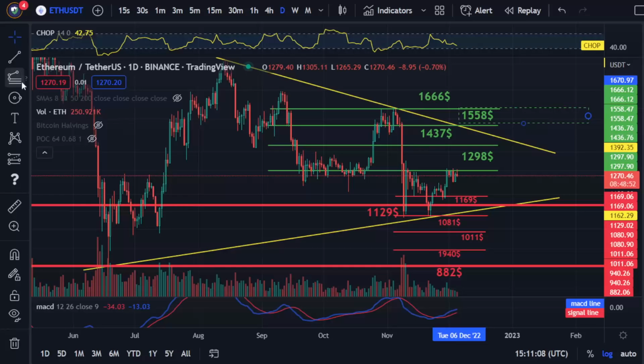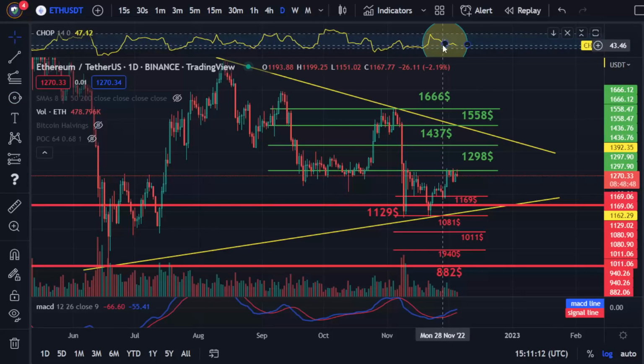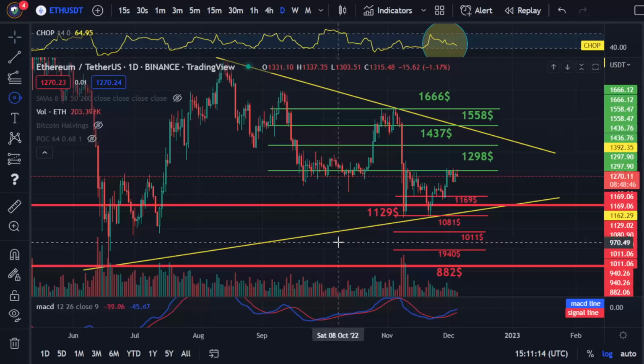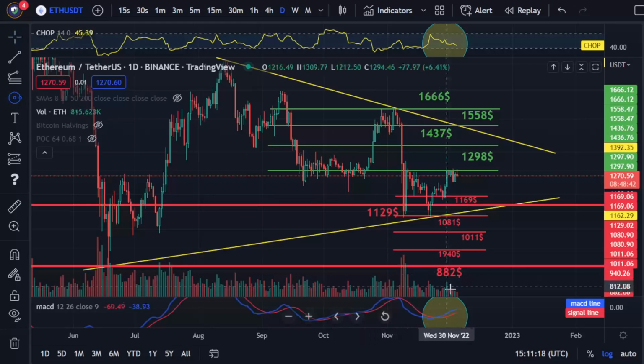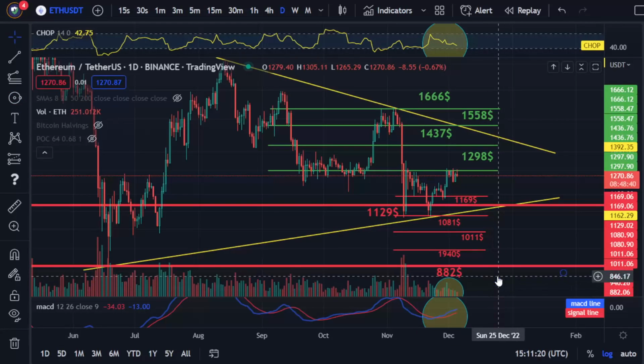Please pay attention to the CHOP index where we see that, similarly to the situation on BTC, most of the energy has been used. The MACD indicator indicates that we are moving in an uptrend, while the volume is very small and does not indicate any sudden movement.